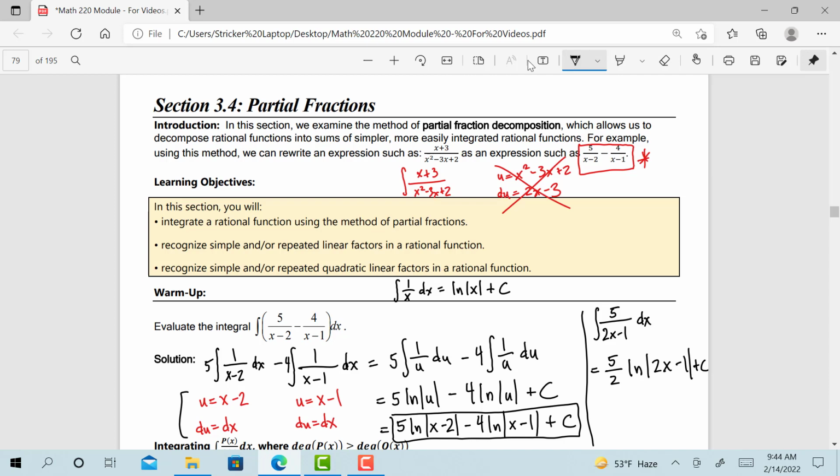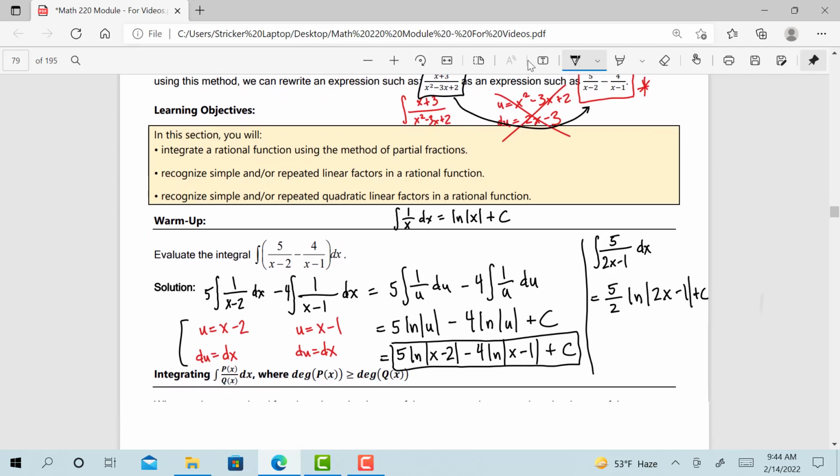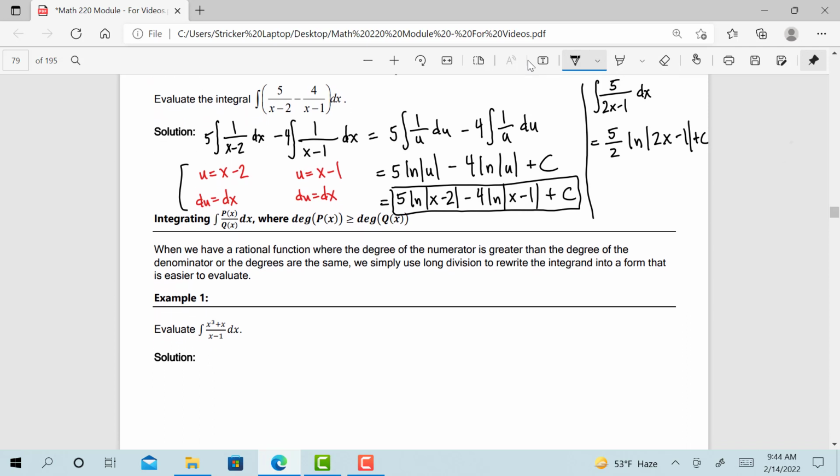Okay, so that's kind of the idea. Because those integrals are so easy to find, that is kind of a motivator for why we want to decompose the fraction, because we can change our ugly fraction to look like something like that. So let's look at another example.